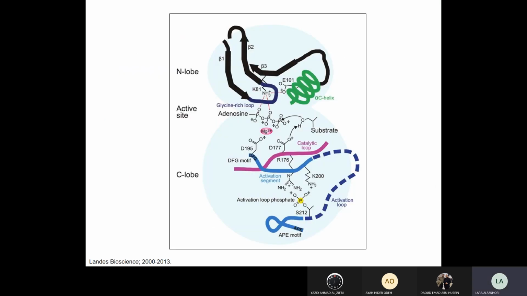Here's another image، يعني هي تقريبا شوية هيك more detailed، بس يعني راح أرجع وأعيد almost نفس information. Again, N lobe, C lobe. Most of what comprises an N lobe are beta sheets, except for the C helix. C helix has a very, very important conserved residue that is, let's say, glutamic acid. E stands for glutamic acid.